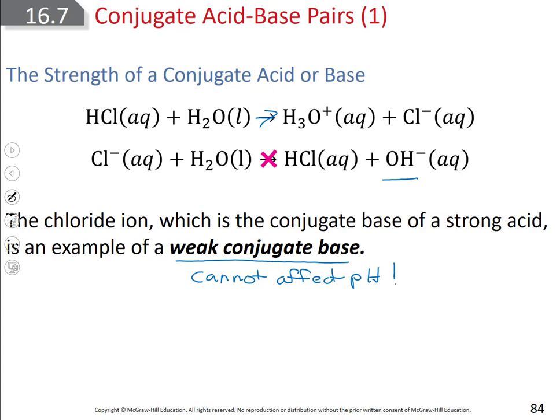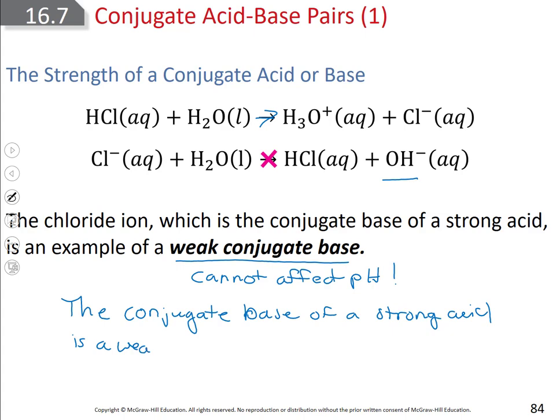And here is the rule. The conjugate base of a strong acid is a weak conjugate base. The conjugate base of a strong acid is going to be a weak conjugate base.